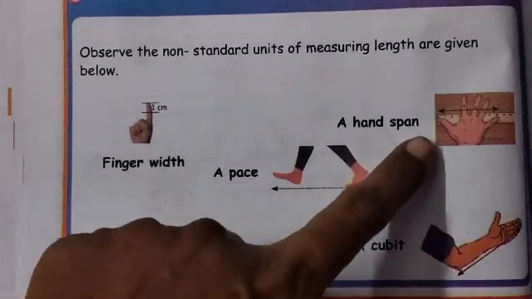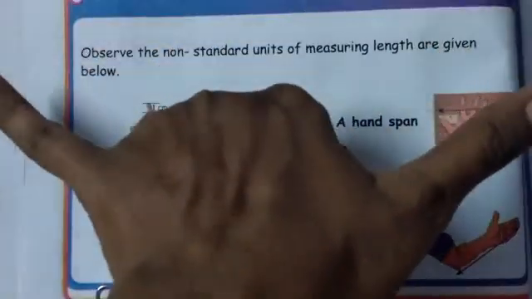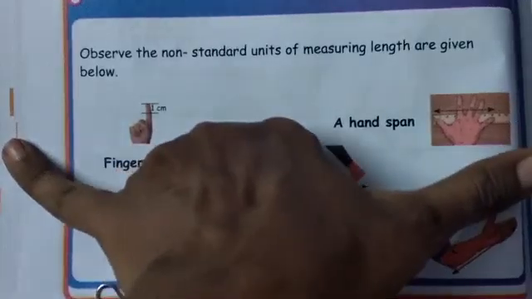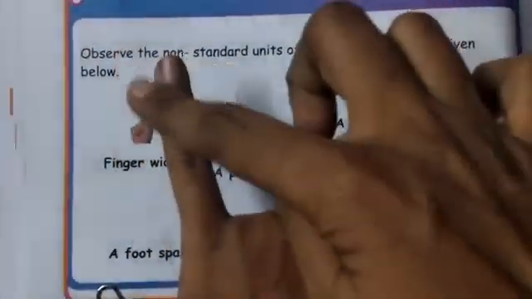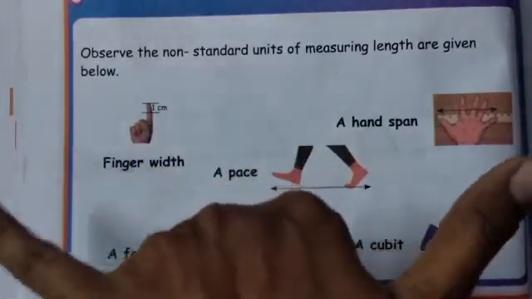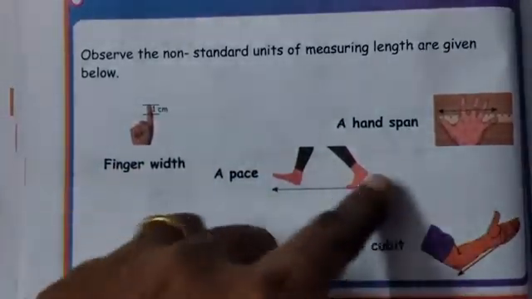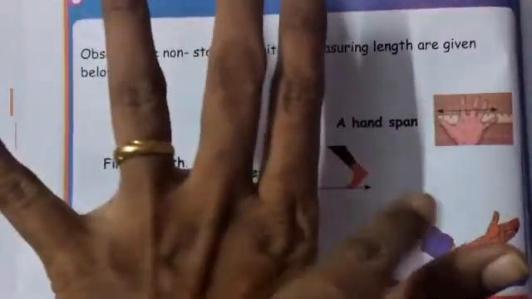Okay, next is hand span. You could have seen this. Some people take a measurement like this, no? From your thumb finger to the last small finger, this much length we'll take, no? This is called one hand span. The total length from the thumb finger to the last small finger.